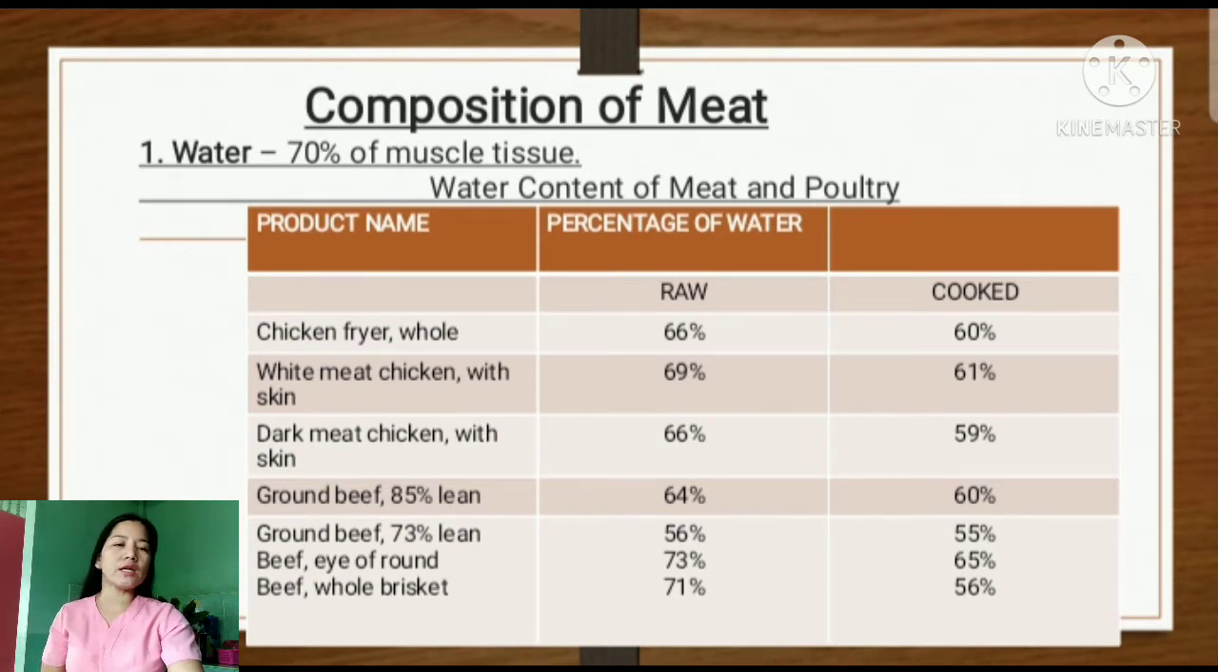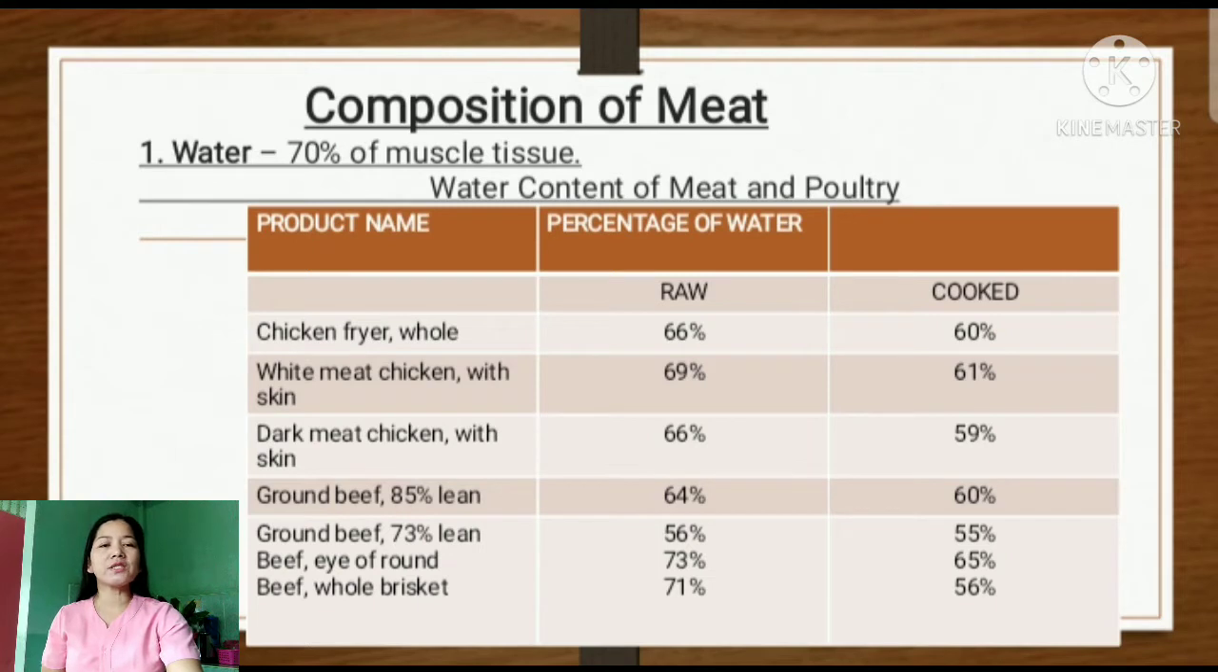Okay, take a look at the table presented. You have three columns. The first one is the product name. The second is the percentage of water when they are raw and when they are cooked. So, what can you say about the table? What did you notice about the table? Which column contains the higher percentage?